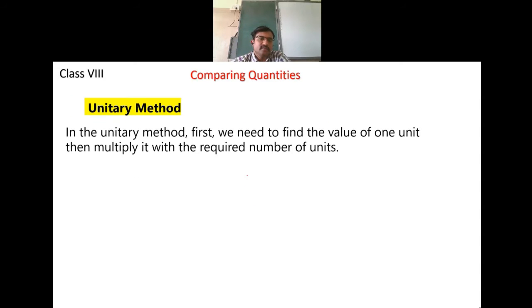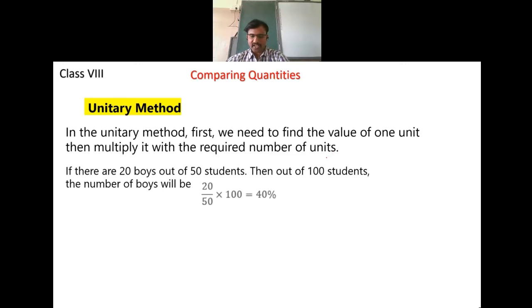Another method is the unitary method. In this unitary method, we need to find the value of 1 unit and then multiply by the required number of units. 20 boys out of 50 students were there. When the total number is taken as 100 students, we write the fraction first, then directly multiply this with 100 to get 40%. In both methods, we had the same result. We solve the problem and don't write which method it is.